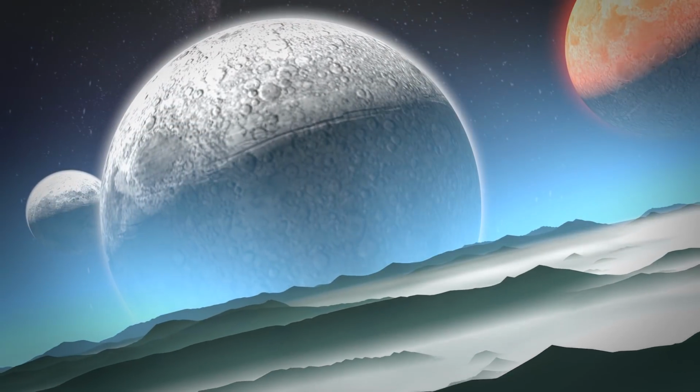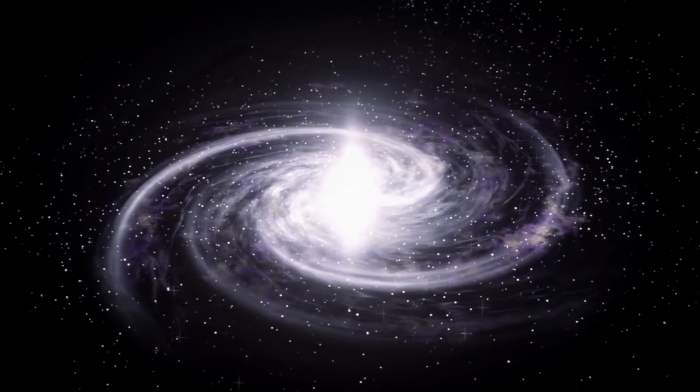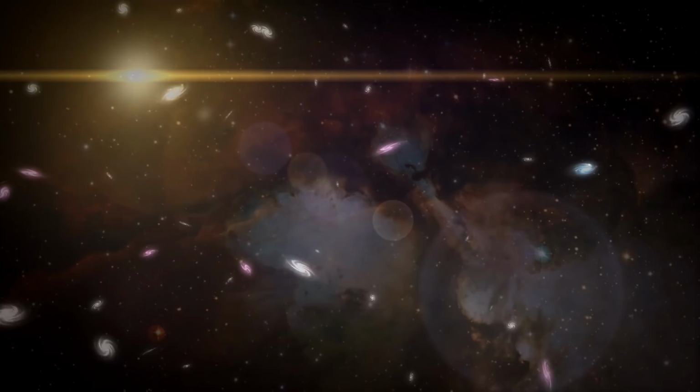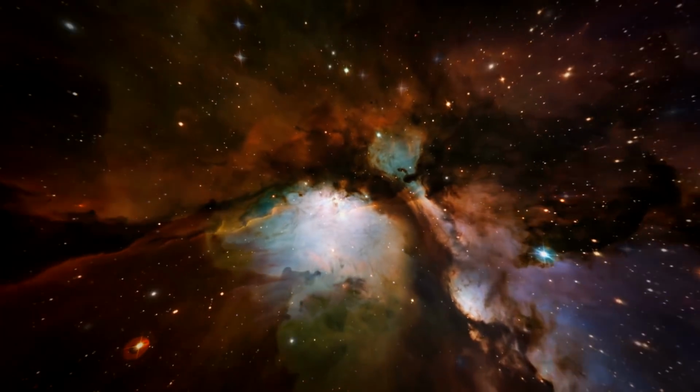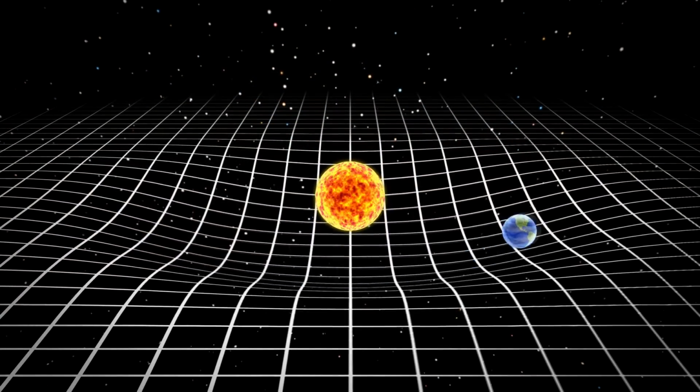The holy grail of physics is a theory of everything. It would describe the true nature of reality. It would give us the answer to questions like, what is dark energy and what is dark matter? It would unite quantum mechanics with general relativity and help us understand the behavior of gravity at the smallest scales.